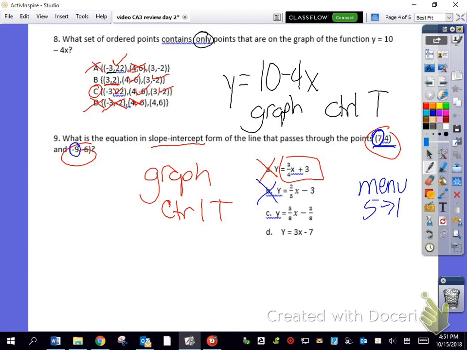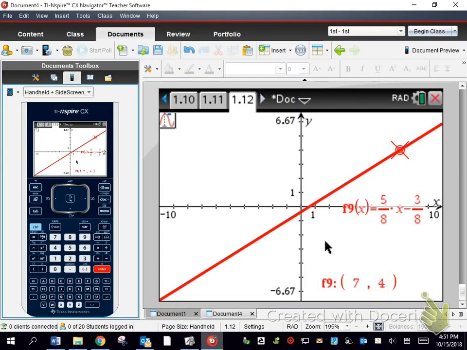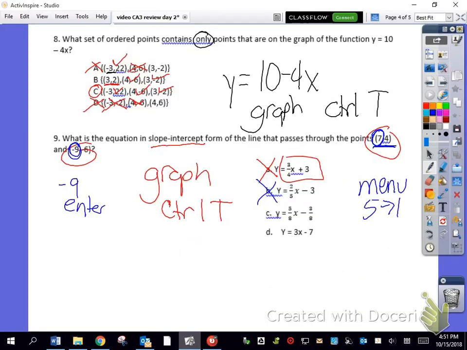So now I'm going to plug in -9. So you're going to hit -9 and you're going to hit enter. Now I already have the dot up, so just hit -9 and then hit enter. -9, -6. It's a match. So C was my answer. It matched both of them.